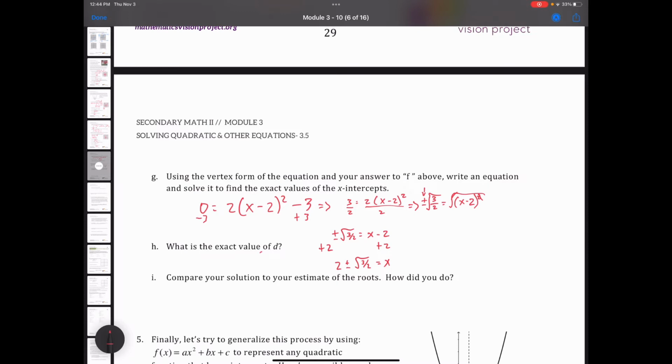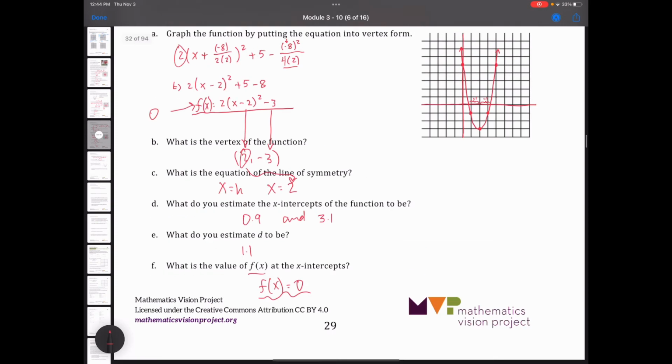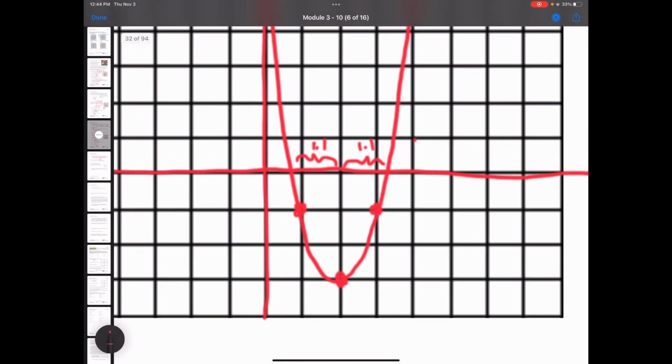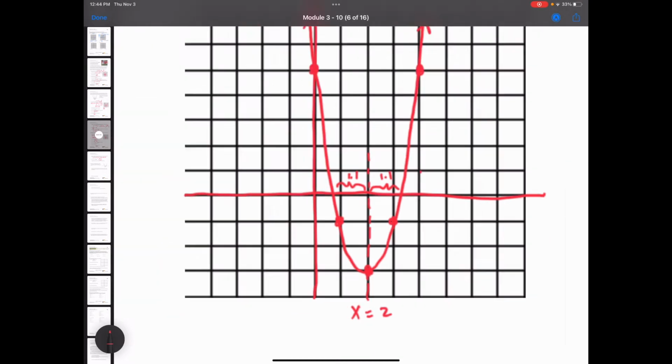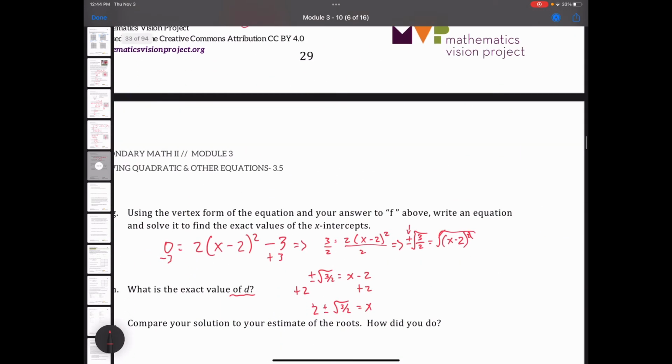Okay. So that is the exact value of my x-intercept. So now what's the exact value of d? Well, remember, it's what I've added and subtracted to the axis of symmetry, which in this case, the axis of symmetry is x equals 2, right? So you can see that showing up right here. So the exact value of d is the square root of 3/2.